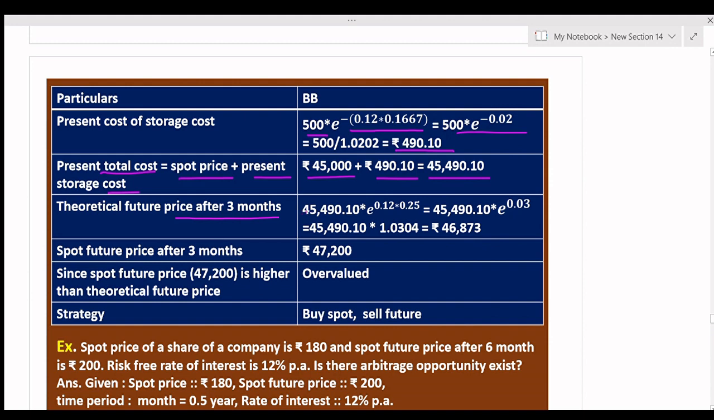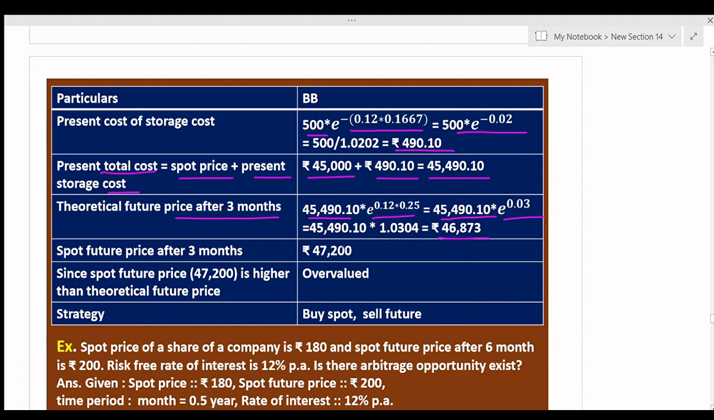S into e to the power RT. Now 45,490 into e to the power RT. R is equal to 0.12, T is equal to 0.25. That comes 45,490 into e to the power 0.03. That comes 46,873.